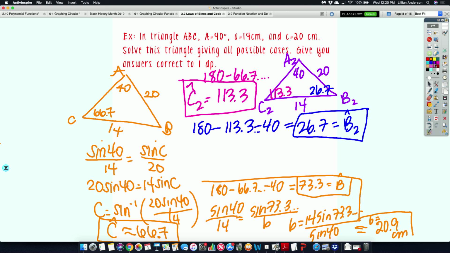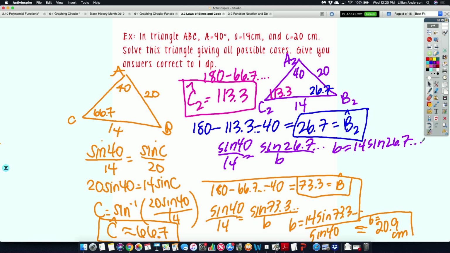Up here for the purple one, again, you're still using sine rule. Sine of 40 over 14 equals the sine of 26.7 over B. Cross multiply and divide. What was your final answer? 9.8 centimeters. Questions?